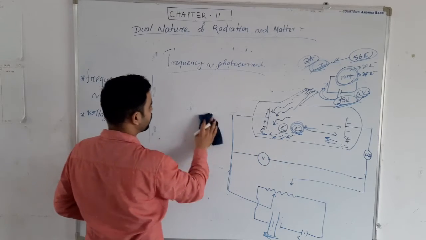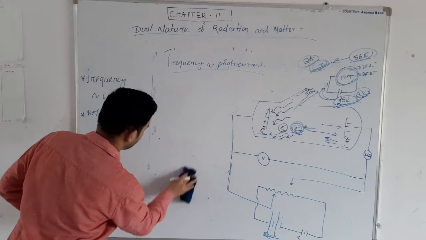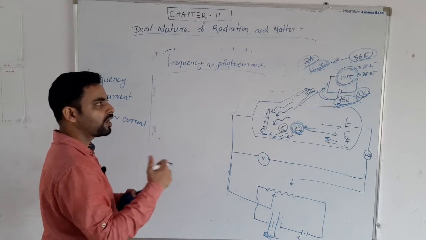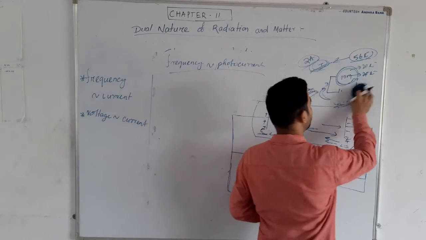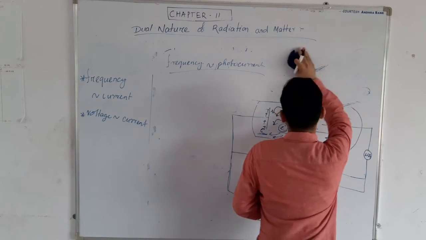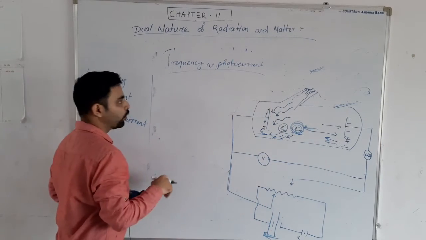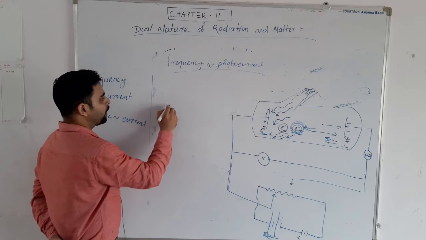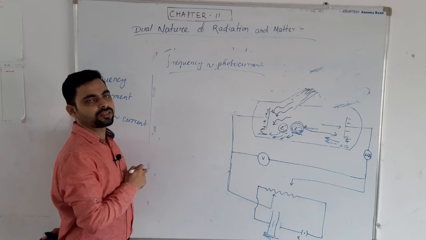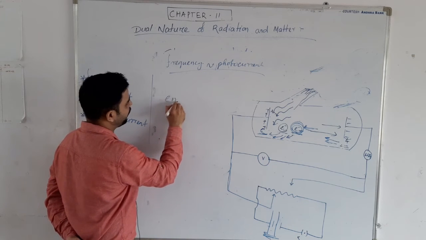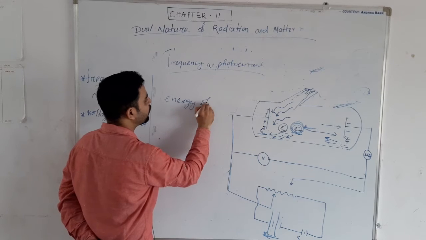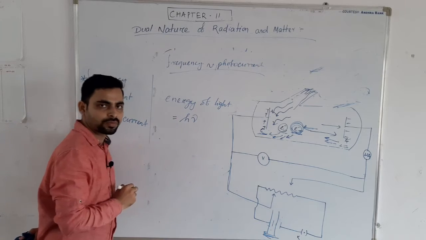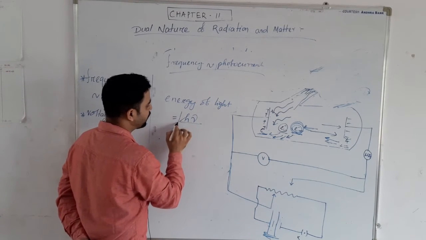Frequency versus photocurrent. We know that frequency depends on the color of the light. If we change the color of the light, the frequency will change gradually, right? So we observe that when we are changing the color, we are changing the frequency. That means the energy of the light is changing. Energy of light is equal to h nu. That means it is related to the frequency.